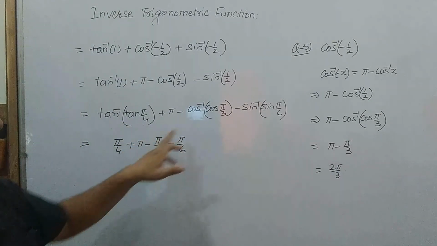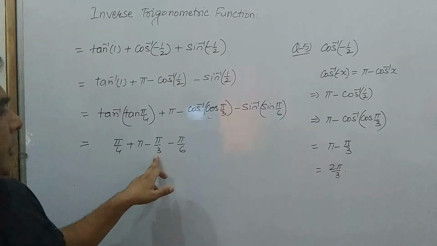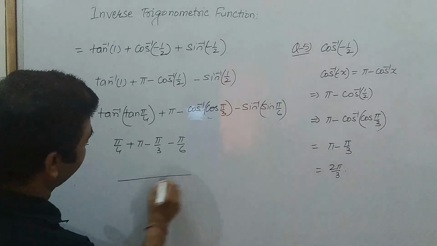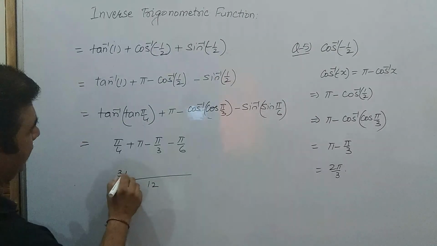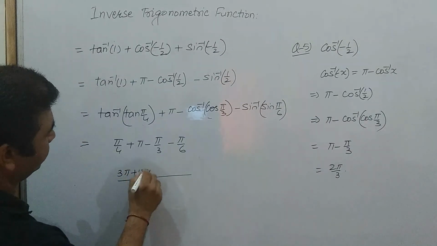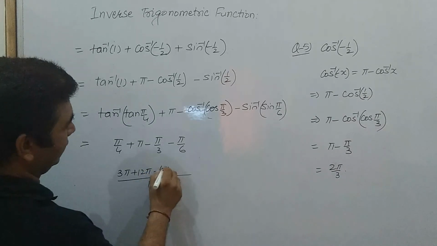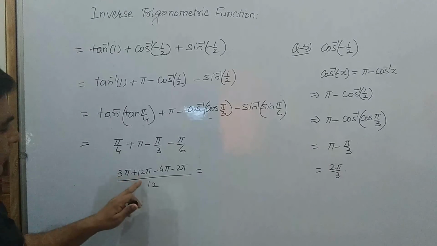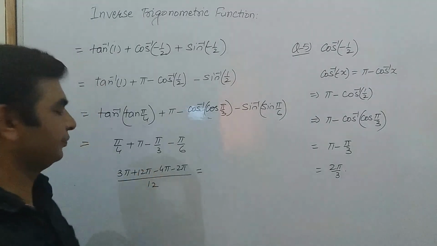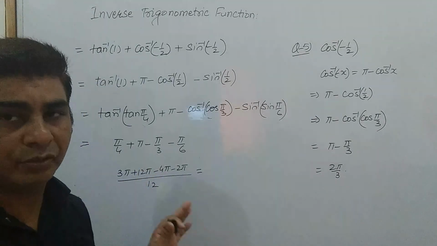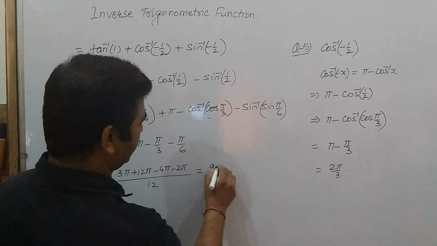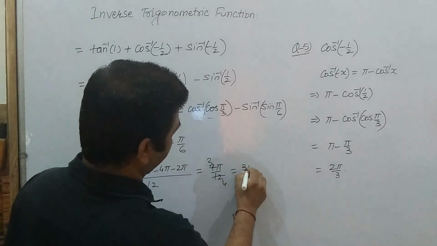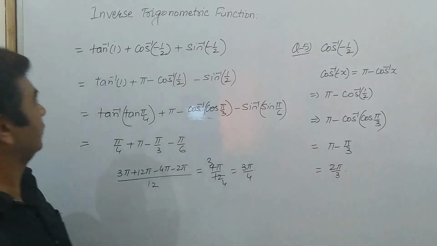This will be pi by 4 plus pi minus pi by 3 minus pi by 6. Take the LCM, which is 12. So this is 3 pi plus 12 pi minus 4 pi minus 2 pi, and this is equal to how much? 15 minus 4 is 11, 11 minus 2 is 9 pi by 12, and further simplified it is 3 pi by 4. So the answer for this question is 3 pi by 4.